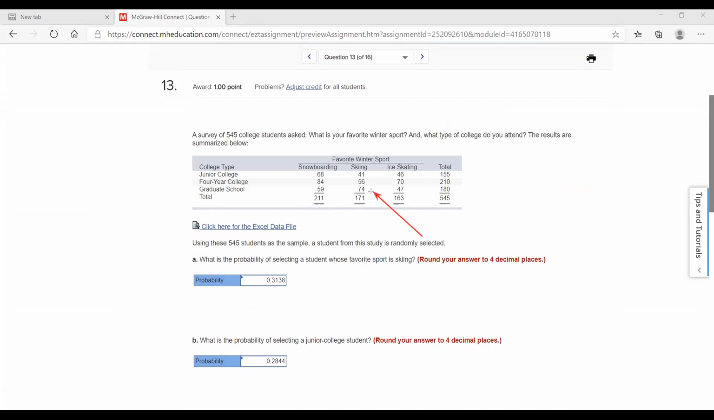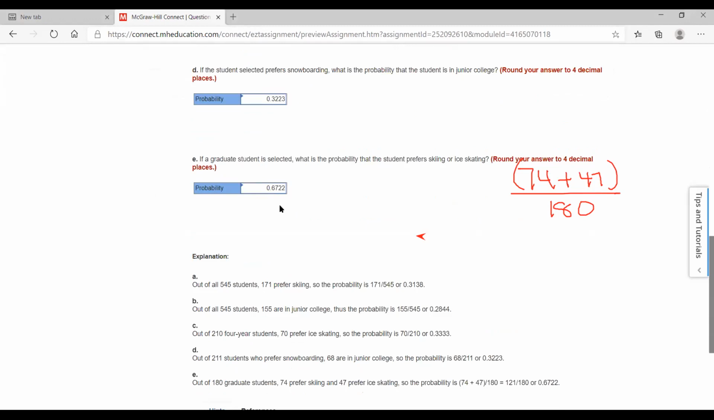That's my margin, and we want skiing or ice skating, so 74 and 47. You add these two together and divide by 180. So again, to get that last one, I'll just mark it up right here. You take 74 plus 47, that's our two joints. My one margin is the graduate, that's the given. Divide that by 180, and that should give you your answer on part E, which is about 0.6722.